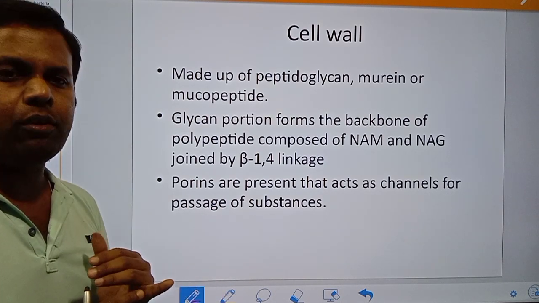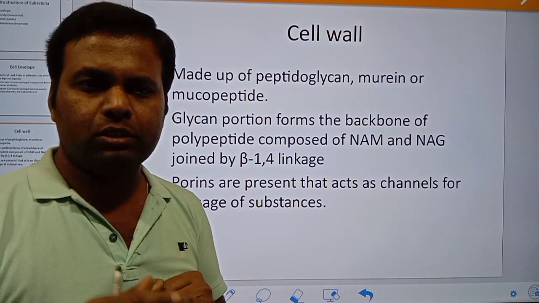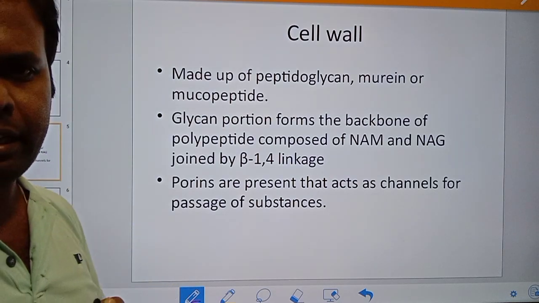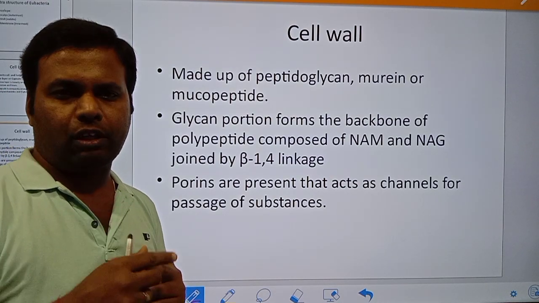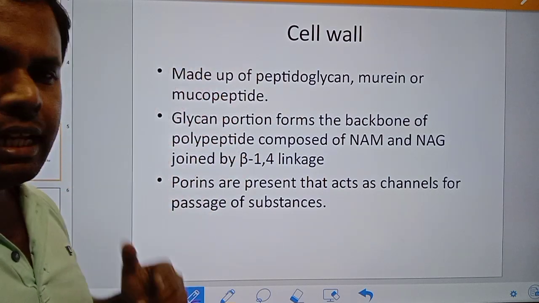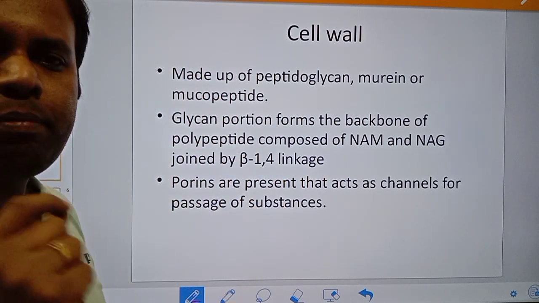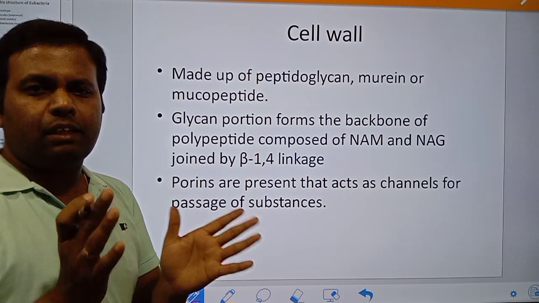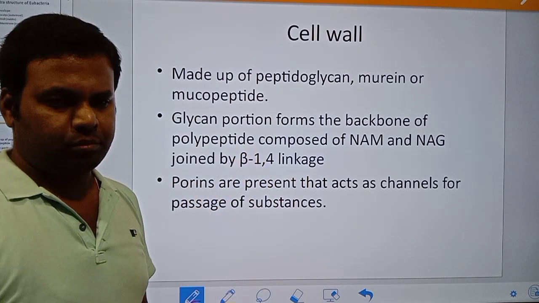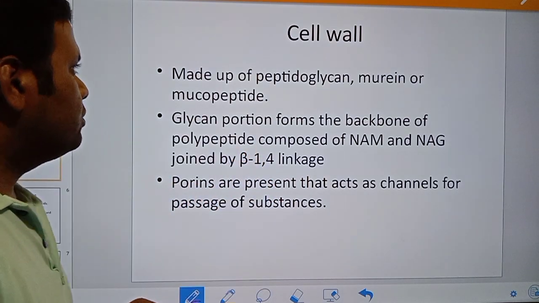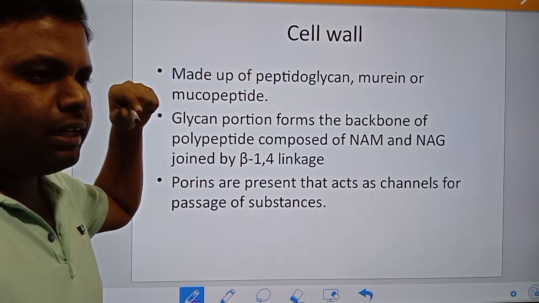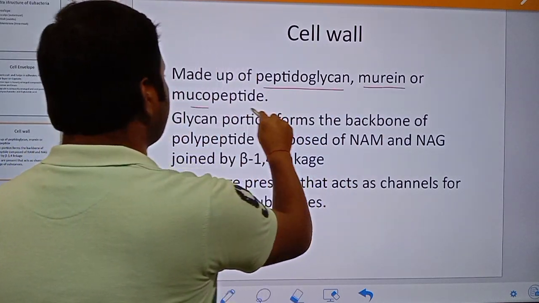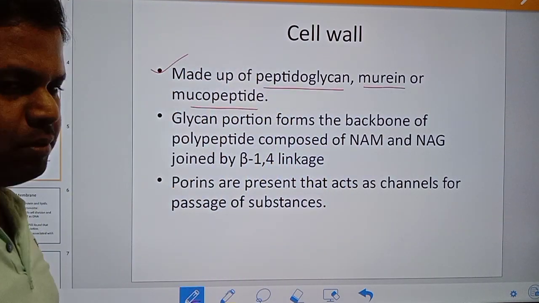Just let me give an example. The plant cell wall is made up of cellulose and hemicellulose, whereas the fungus cell wall is made up of chitin, which is also known as fungal cellulose. Whereas the bacterial or prokaryotic cell wall is made up of peptidoglycan. So the composition is different, but the name is the same. All are considered cell walls, but they have different compositions. The cell wall of bacteria is made up of peptidoglycan, murein or mucopeptide, you can say. This is a very important point you should remember.